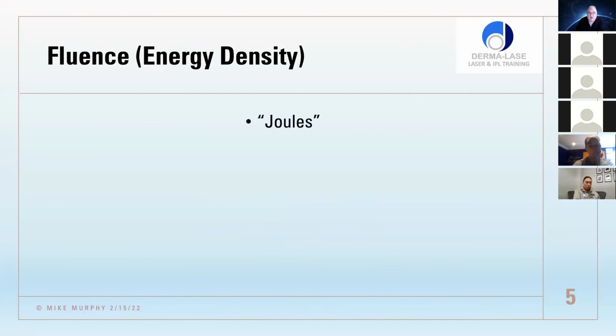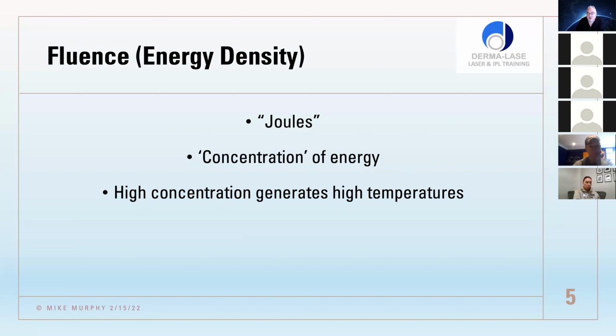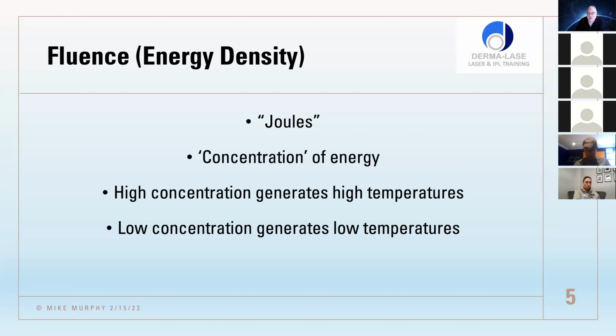Then we've got fluence, or energy density, which a lot of people call joules. And this is just the concentration of energy. So you pull the trigger on your machine and it fires out a whole bunch of energy, and you're going to know how concentrated it is, because if it's a high concentration, it will generate high temperatures in the skin. If it's a low concentration, it'll generate low temperatures, which might not do the trick. You might be wasting your time then.